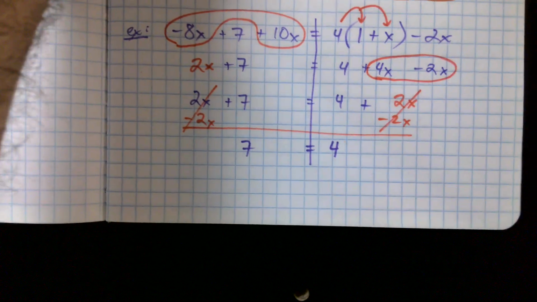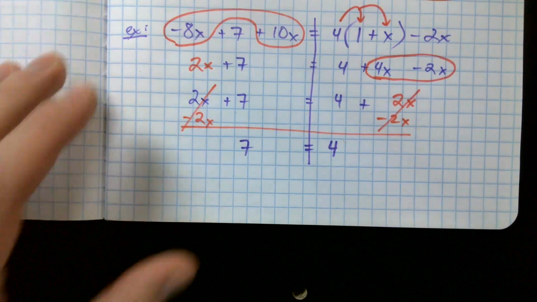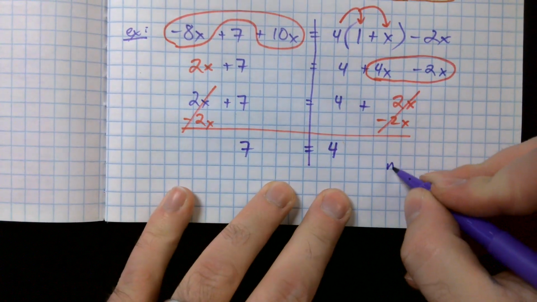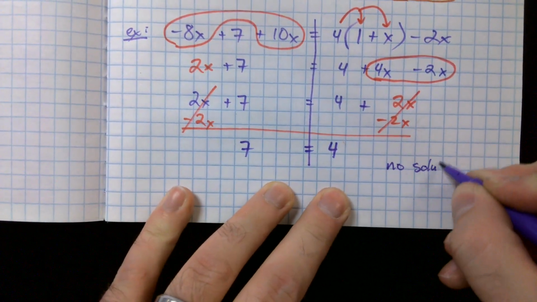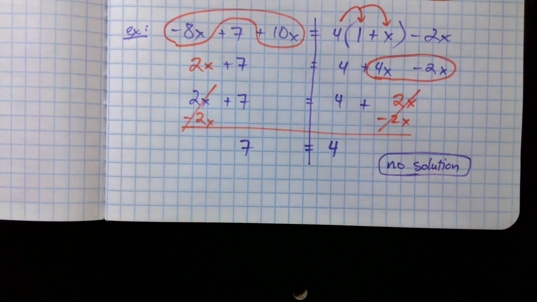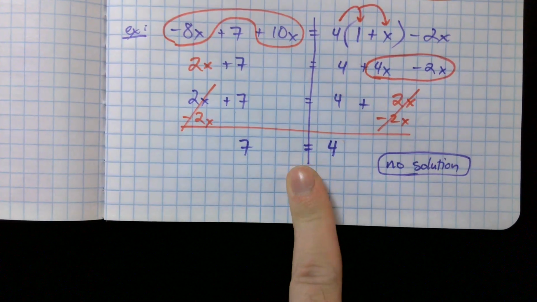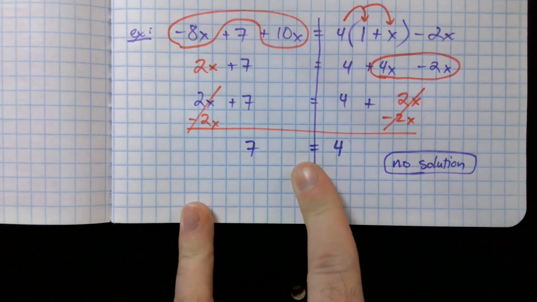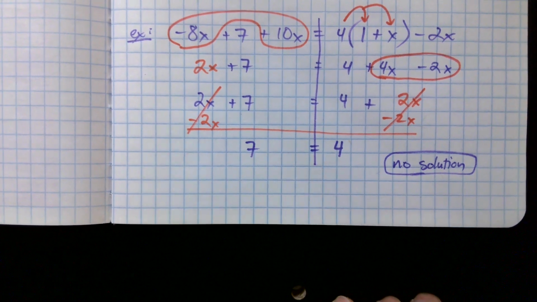I'm going to go down. Does 7 equal 4? No. No. So what's my answer? No solution. So this equation is broken. There's not a single number that I can plug in for x that's going to work itself out to give me a true statement. All right? There's nothing I can plug in that's going to work out.